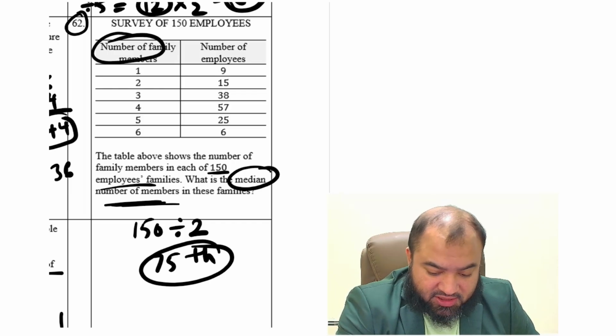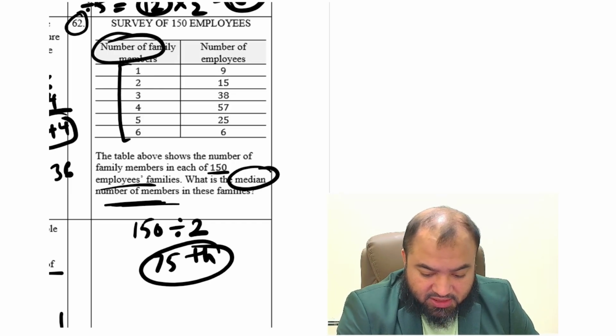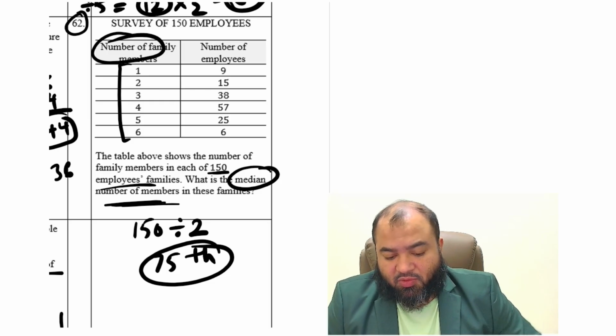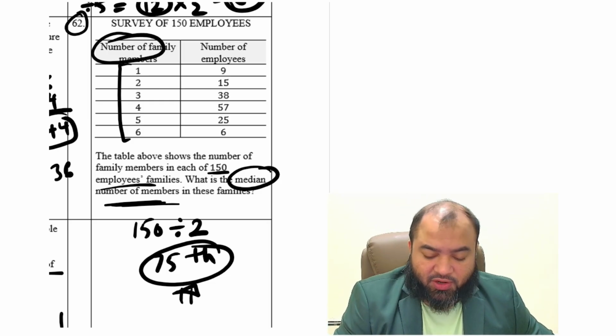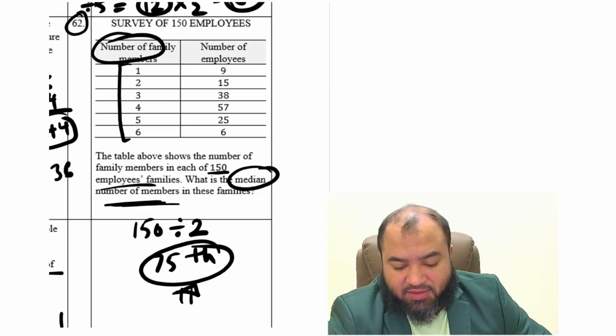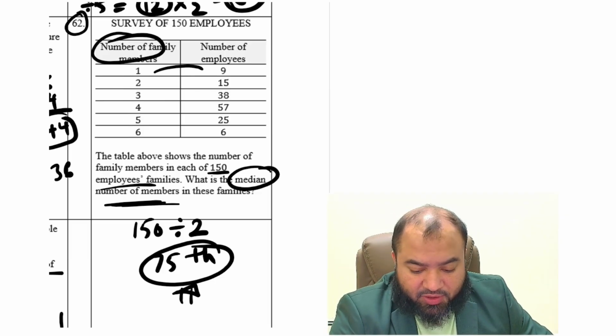Number of families is this column. So median will be one of these 6 numbers. So either 1, 2, 3, 4, 5, or 6. Now I'm trying to find out the 75th one. How it works is, this is a frequency table. They're telling you that 1 appears 9 times.